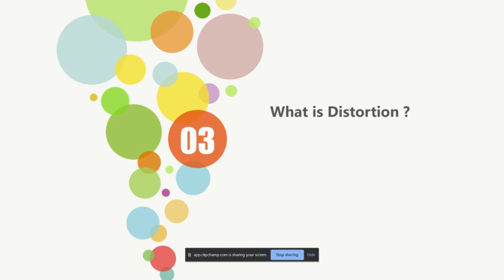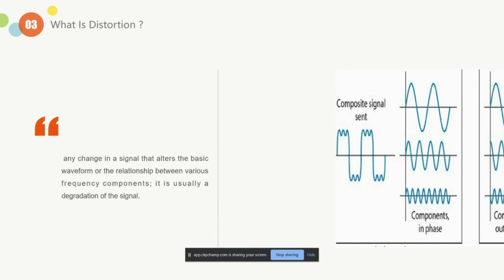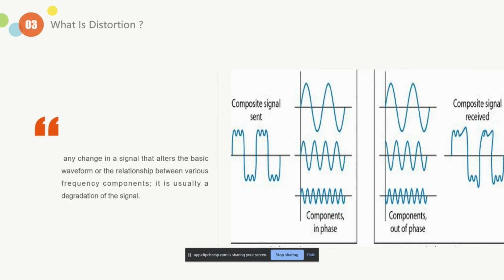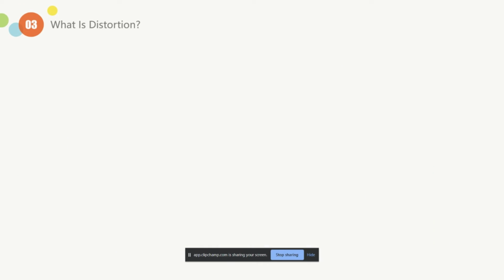So, what is distortion? Any change in a signal that alters the basic waveform or the relationship between various frequency components. It is usually a degradation of the signal. As in the image, we can see the distorted signal that we have received at the receiver end. Now, let us understand the topic of distortion deeply.